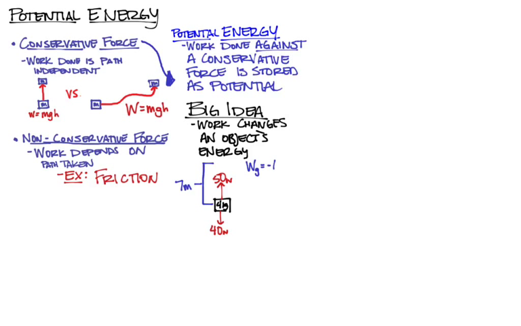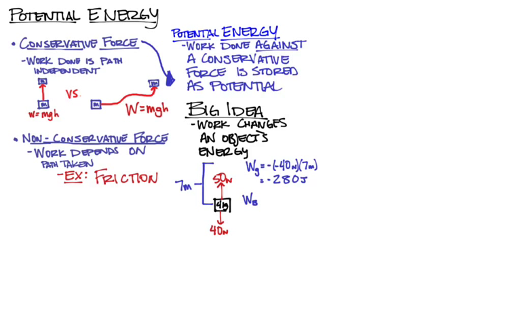So, gravity does work. In this case, the work done by gravity is going to be the weight, 40 newtons, times 7 meters. And it's going to be negative this time because the force is opposite the displacement. So gravity is going to do negative 280 joules worth of work.